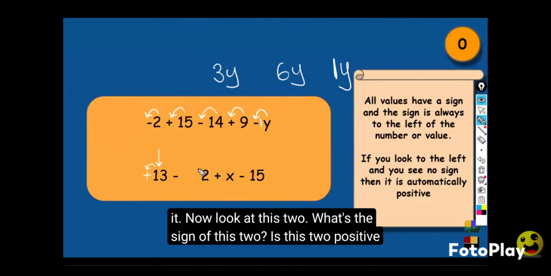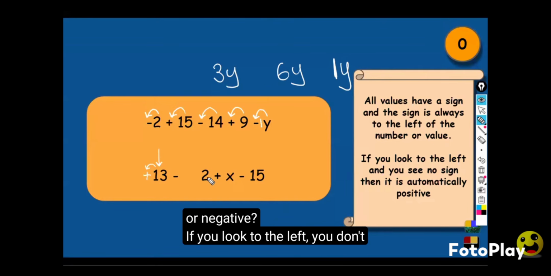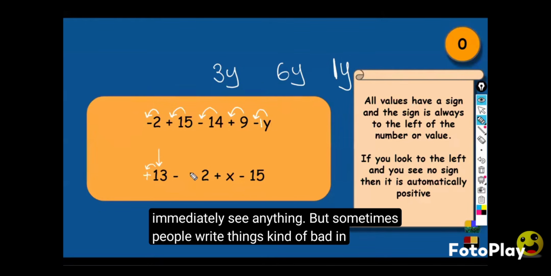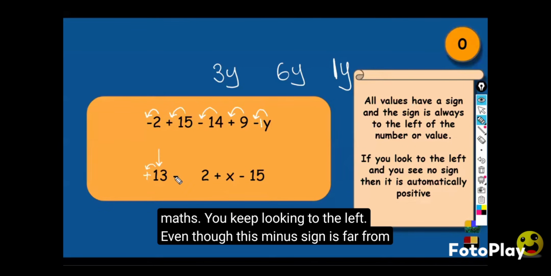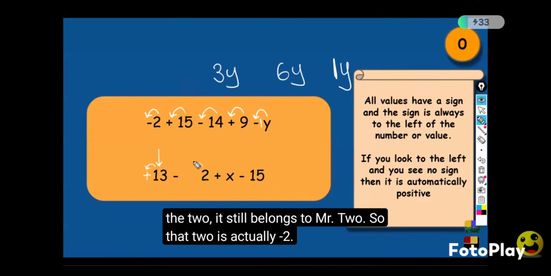What's the sign of this 2? Is this 2 positive or negative? If you look to the left, you don't immediately see anything. But sometimes people write things kind of bad in maths. You keep looking to the left. Even though this minus sign is far from the 2, it still belongs to the 2. So that 2 is actually negative 2.